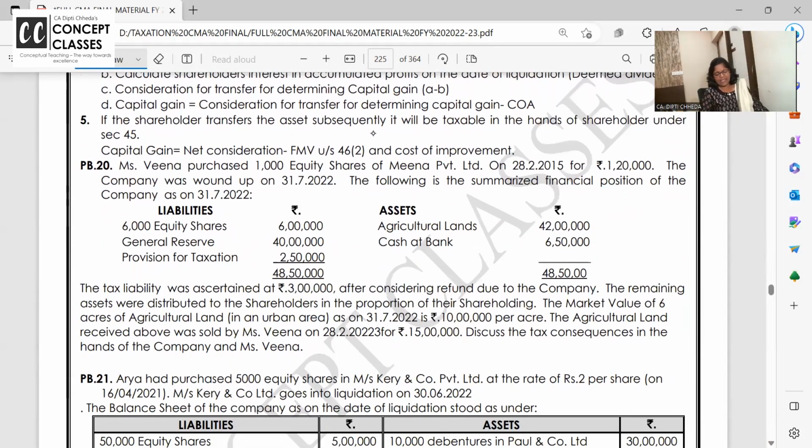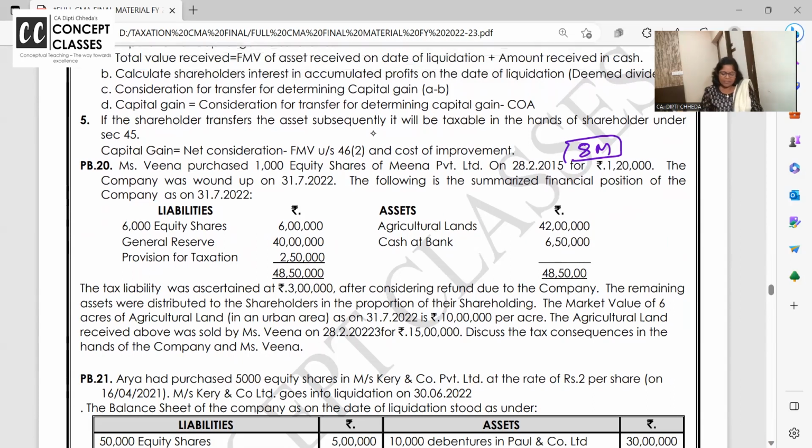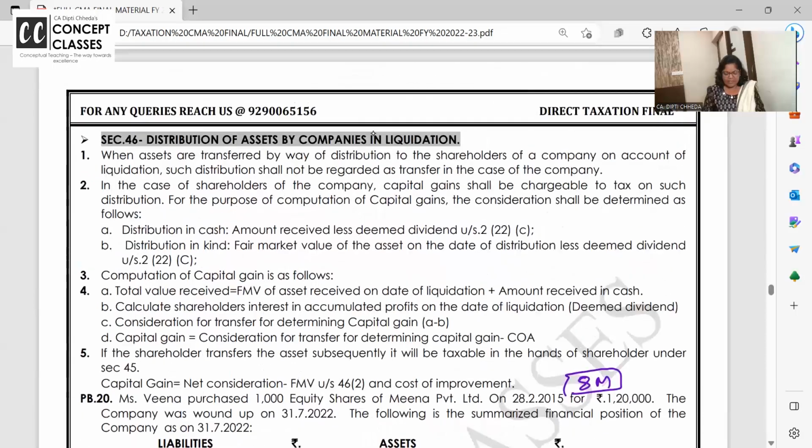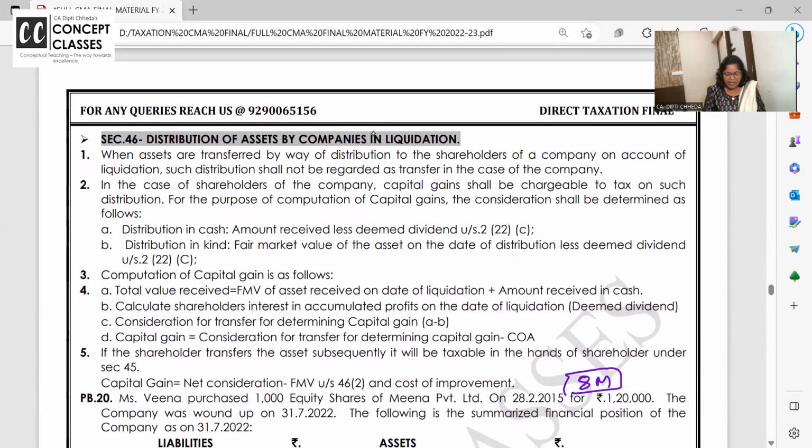Very nice it is, and exactly the same question you can expect for 8 marks. Now in this we will use the concept of reserves. Look, when assets are transferred by way of distribution, you all know what is liquidation? Winding up of the company. So when assets are transferred by way of distribution to the shareholders of a company on account of liquidation, such distribution shall not be regarded as transfer in case of company.